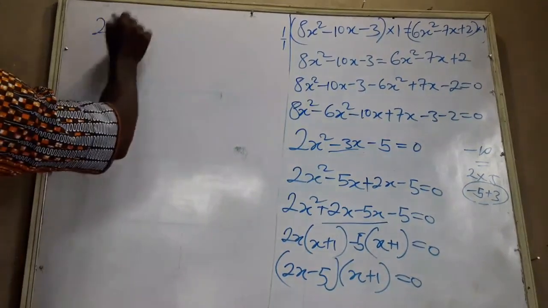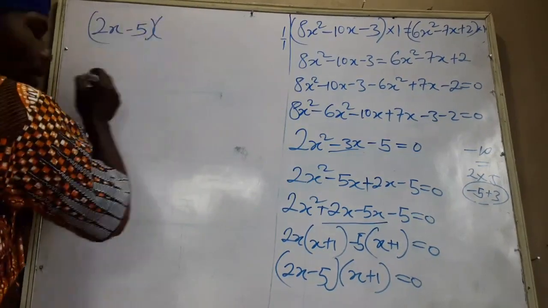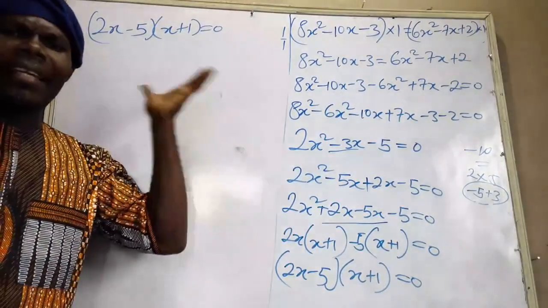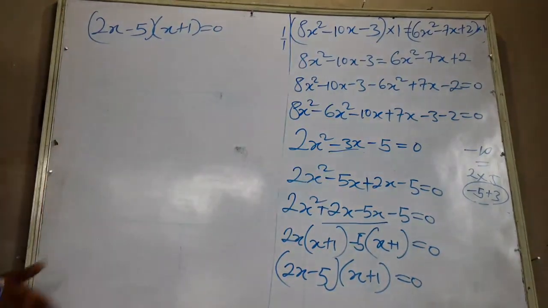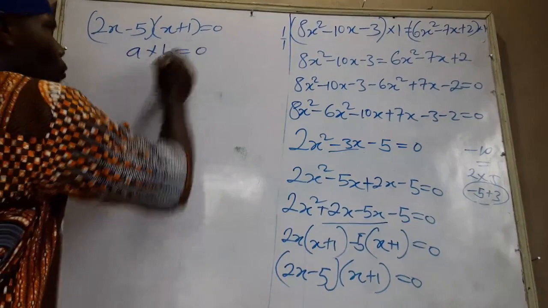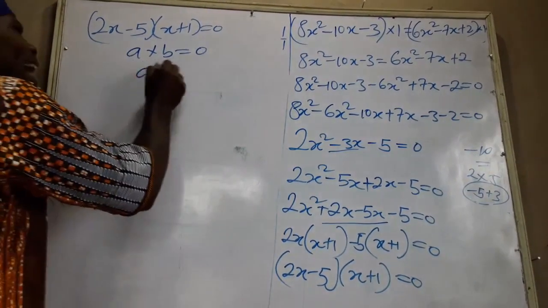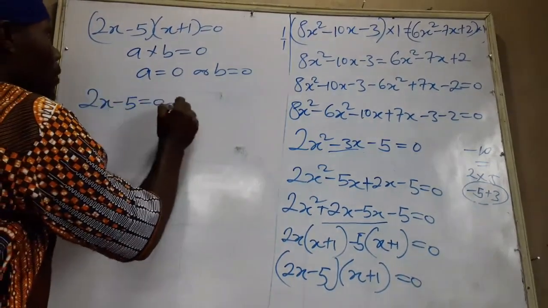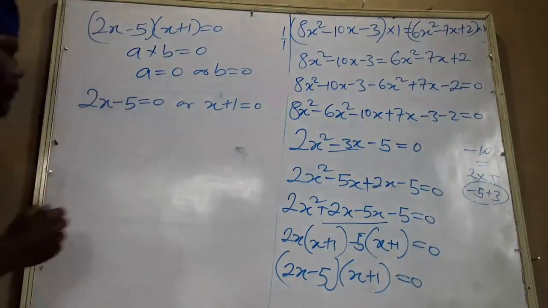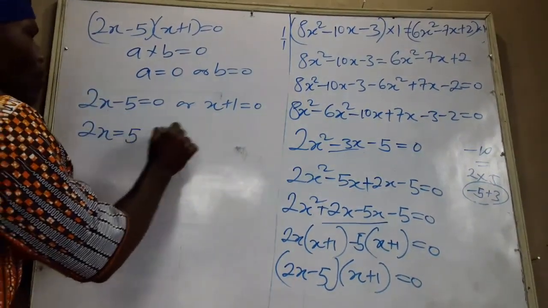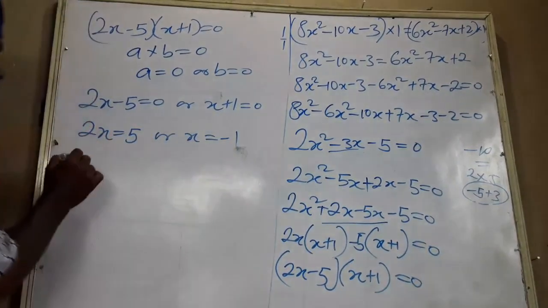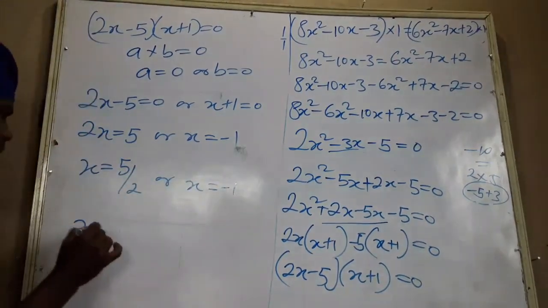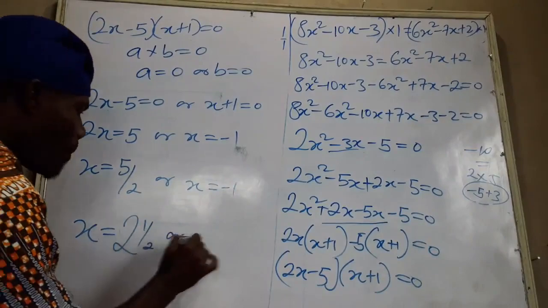As I've said early in my previous video, anytime you have a value in this form, the meaning is this: when a multiplied by b is equal to 0, it lets us know that it is either a that's 0 or b that's equal to 0, telling us that 2x minus 5 is equal to 0 or x plus 1 is equal to 0. Therefore, 2x is equal to 5 or x is equal to minus 1. x is equal to 5 over 2 or x is equal to minus 1. So the final answer is x equal to 2 and 1 over 2, or minus 1.